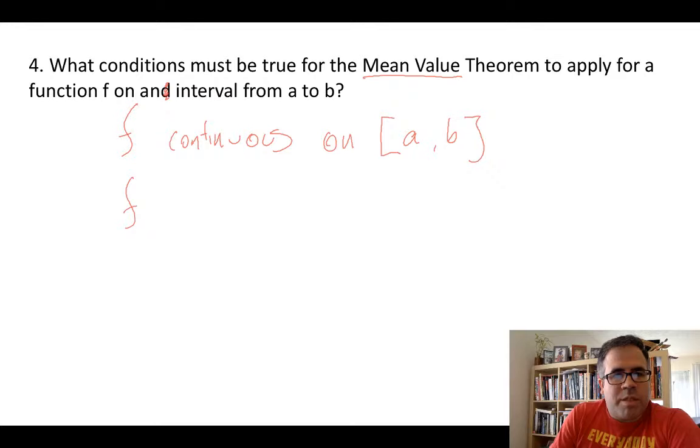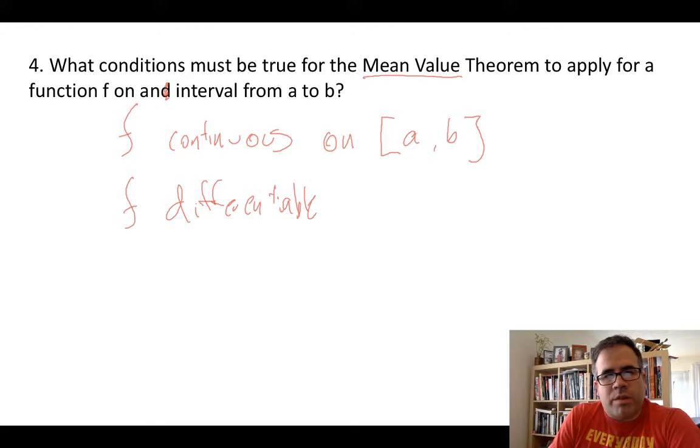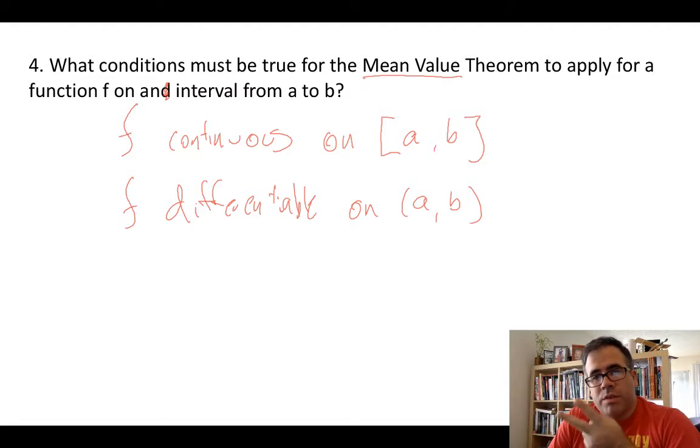and f must be differentiable, so you are able to take the derivative on the open interval from a to b. And those two things must be true. So it's like two separate statements. You have to have both of them, because if you violate either one of them, mean value theorem does not apply. That's all we need for that. You just had to remember that those are the conditions.